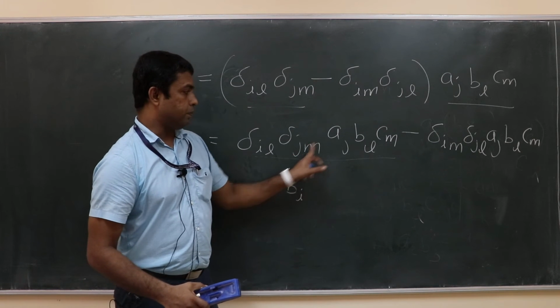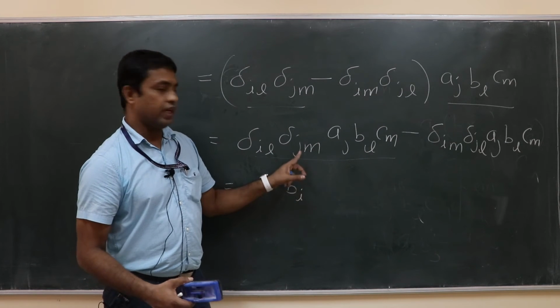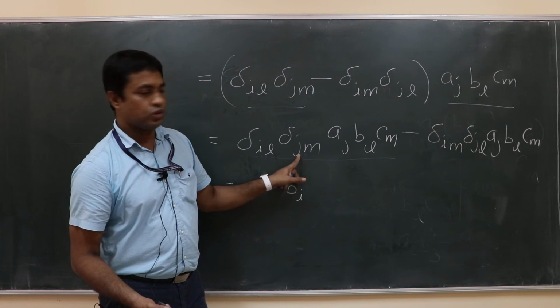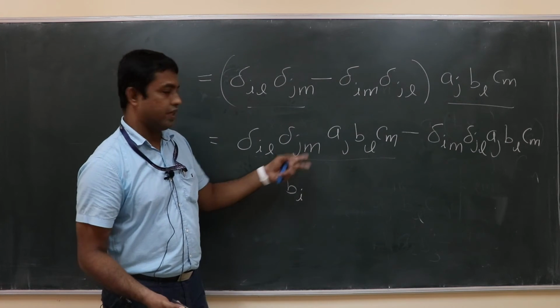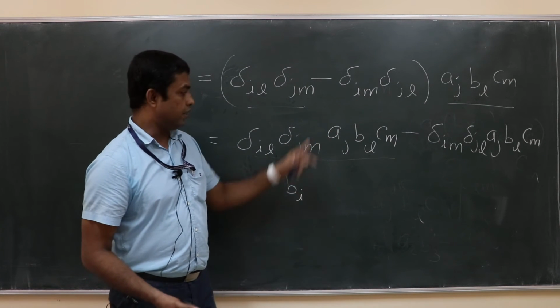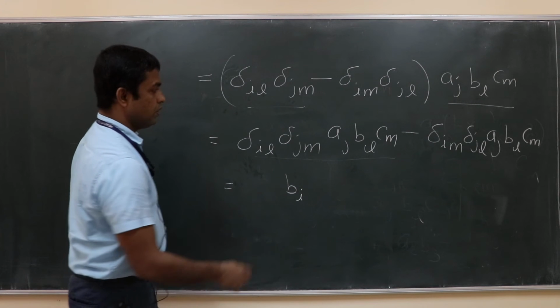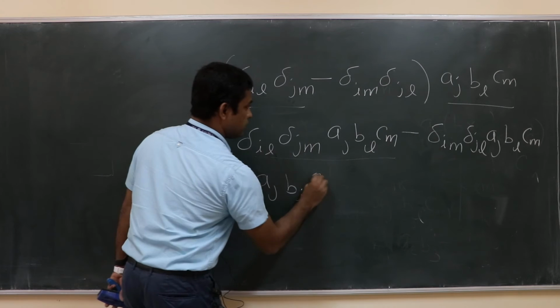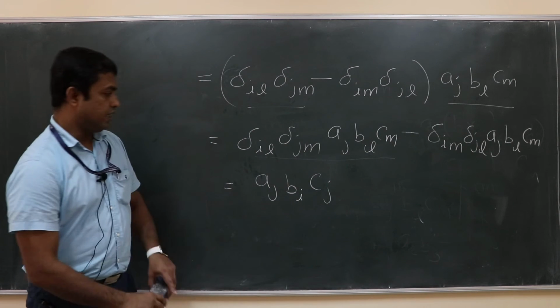Now delta JM, both are basically summed over, so I can replace either of them. Okay, so I replace M with J and remove this delta. So I get AJ CJ, right? AJ BI CJ.